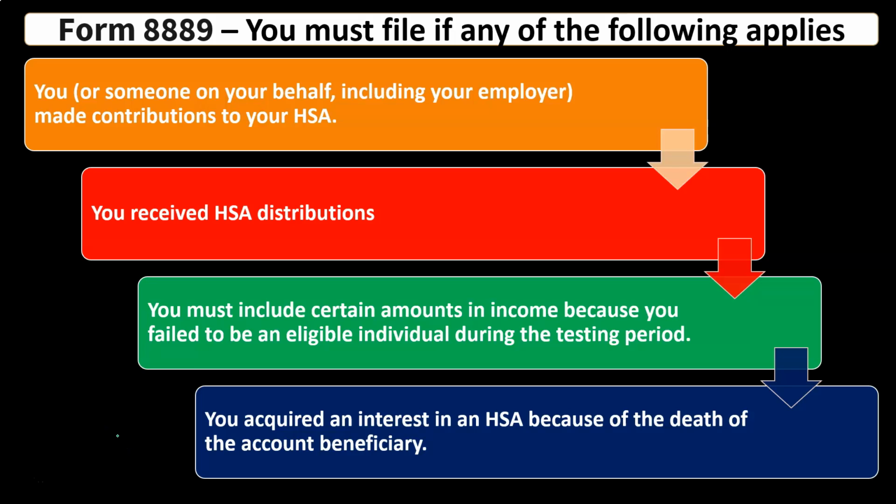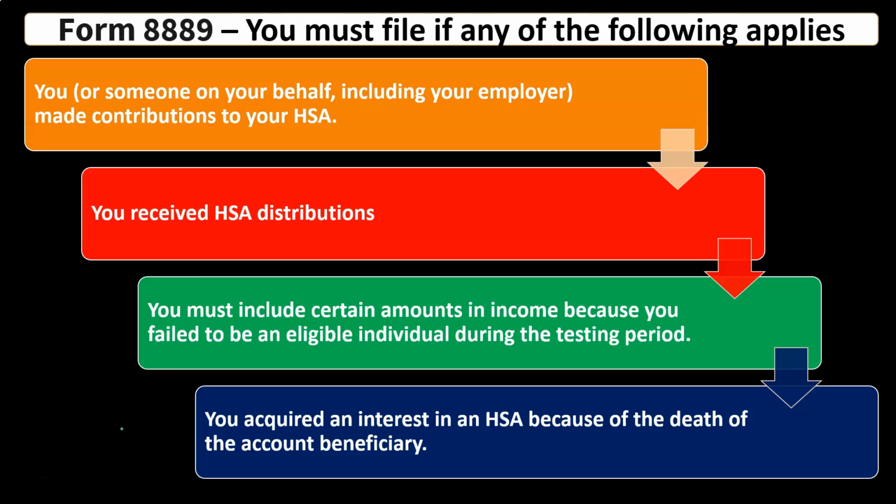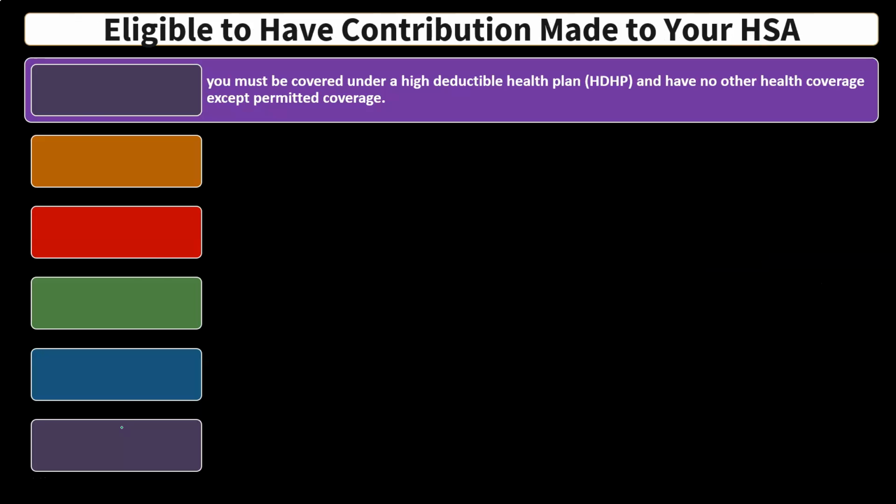You acquired an interest in an HSA because of the death of an account beneficiary. So if there's a death of a beneficiary and the HSA possibly goes to you, then you'd have to file the form. Eligible to have contributions made to an HSA.